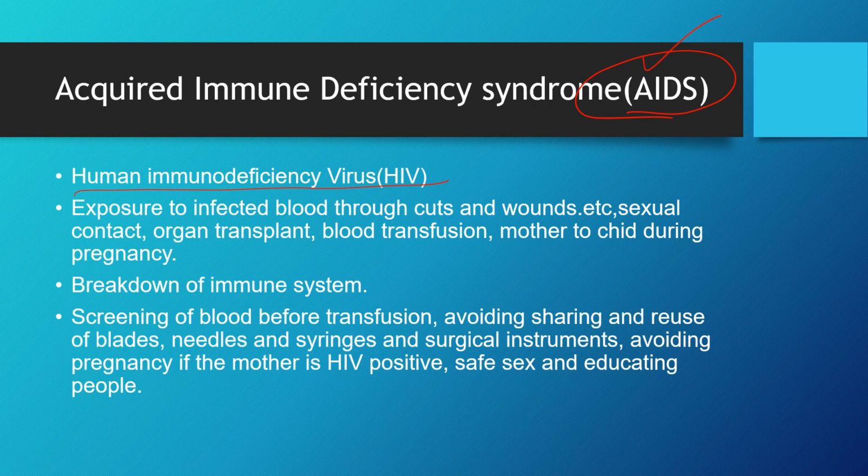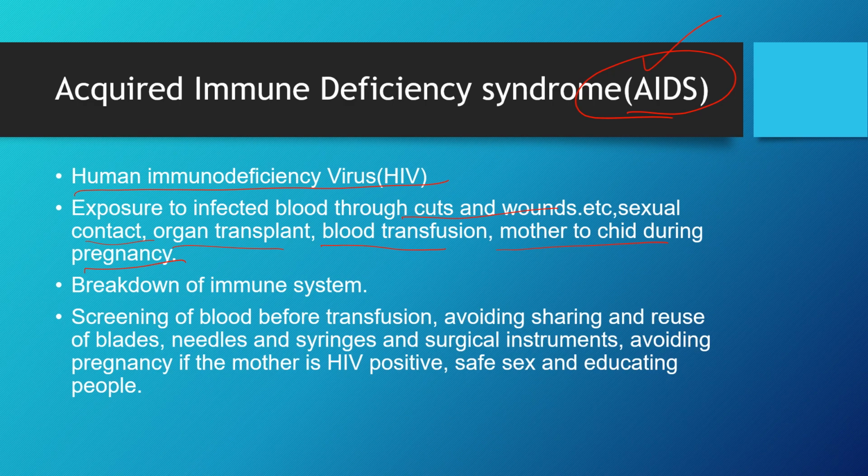Now, exposure to infected blood through cuts and wounds, sexual contact, organ transplant, blood transfusion, and mother to child. These are the ways it is transmitted from one infected person to another. So if you are sitting close to an AIDS patient, you will not get AIDS. It has to come through infected blood. So blood is the only source: infected blood through cuts and wounds, sexual contact, organ transplant, blood transfusion, and from mother to child.